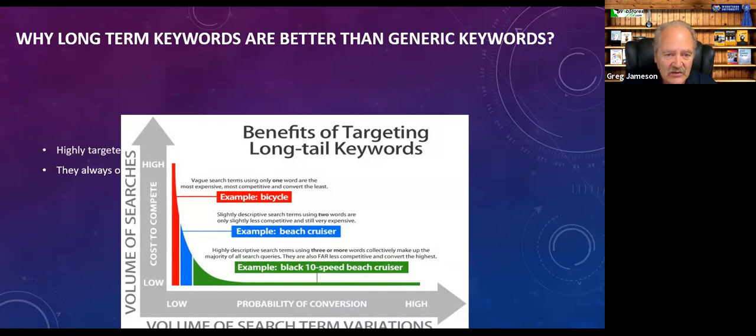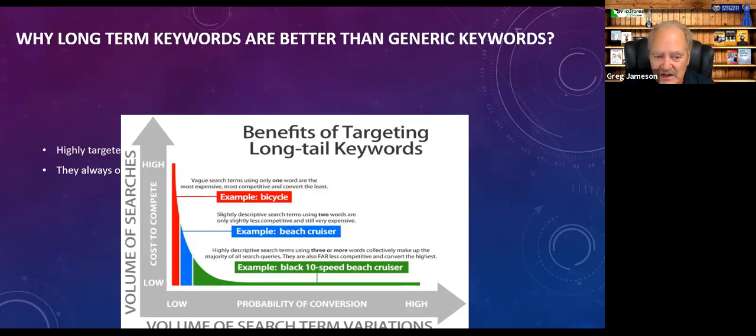So you can see here that I've got a generic keyword in this case of bicycle. And you can see that it gets lots and lots of people that search on bicycles. If we come down here to beach cruiser, it gets fewer searches. And if we actually have somebody type into the search engine, black 10-speed beach cruiser, that person knows exactly what it is that they're looking for.